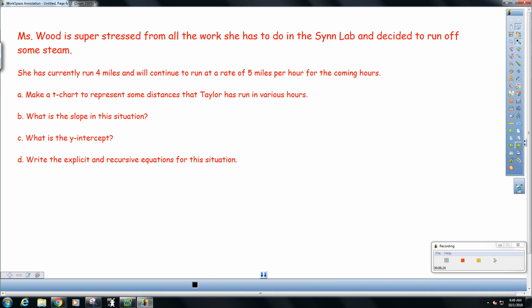Alright. Mrs. Wood is super stressed from all the work she has to do in the Citivation Lab, and she decided to run off some steam. She has currently run 4 miles and will continue to run at a rate of 5 miles per hour for the coming hours. The first thing it says is make a T-chart to represent some different hours or different distances that Taylor has run for various hours. Well, currently, how far has she run? So after 0 more hours, she has run 4 miles. Okay?